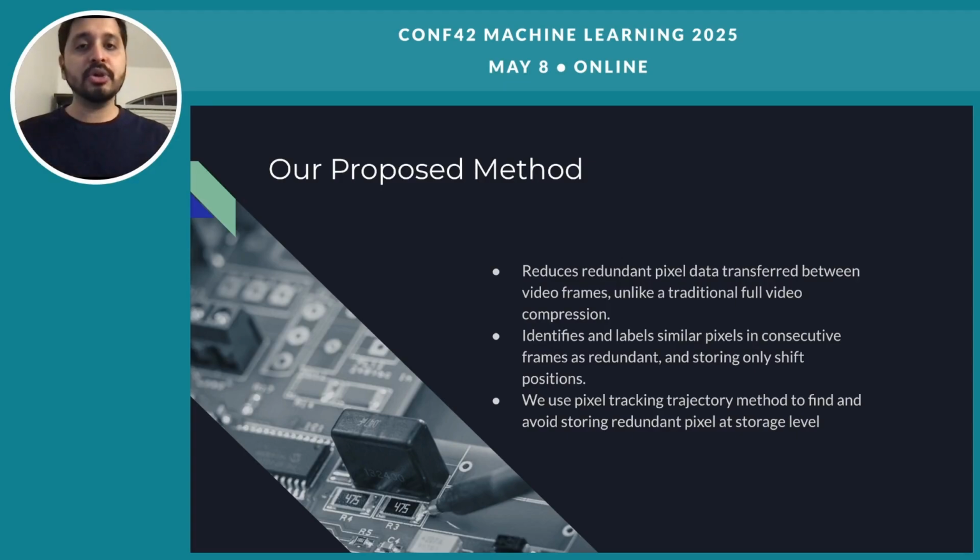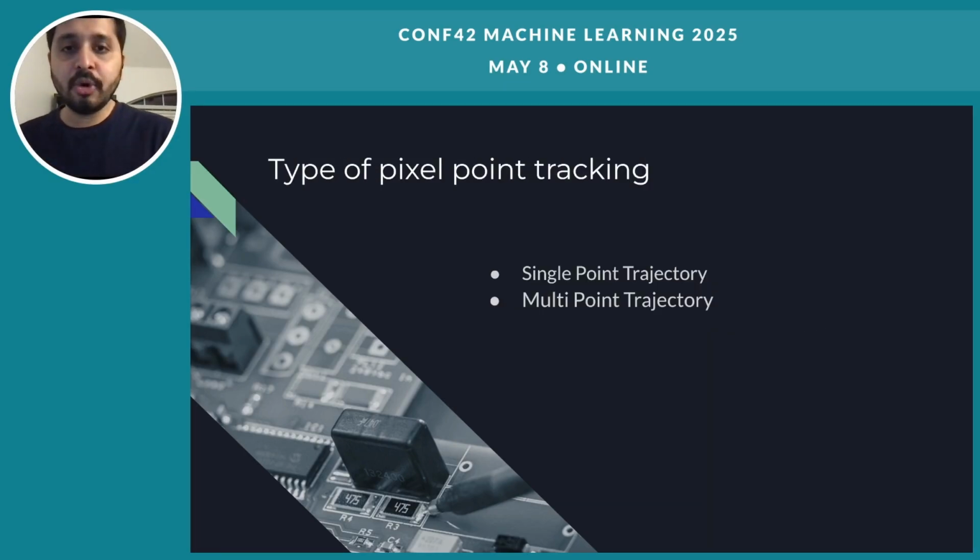So there are two different approaches. One is a single point trajectory method and the other is the multi-point trajectory method. The single point trajectory method is basically trying to find an arbitrary point and we are trying to track it. A multi-point is basically trying to use multiple points and trying to track the video movement or the frames movement. So I'll get into details now, starting with the single point trajectory.